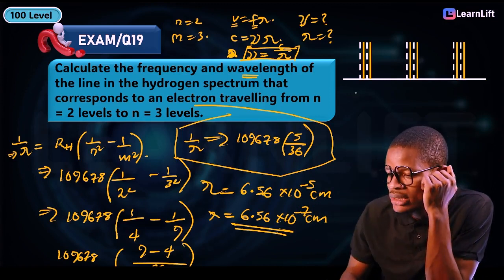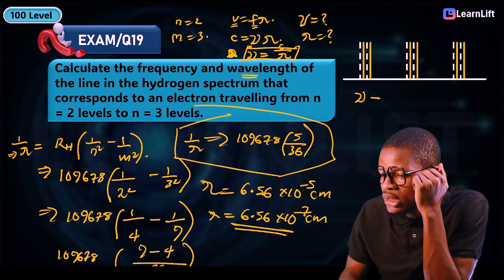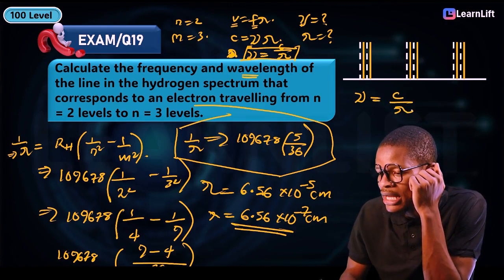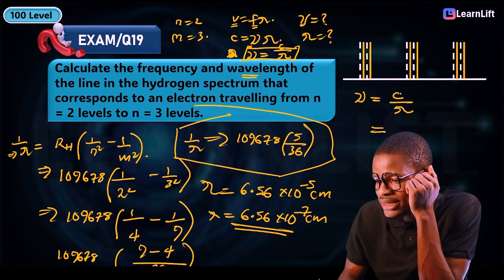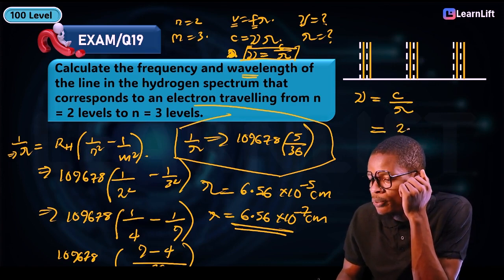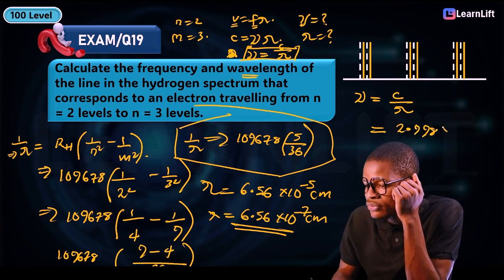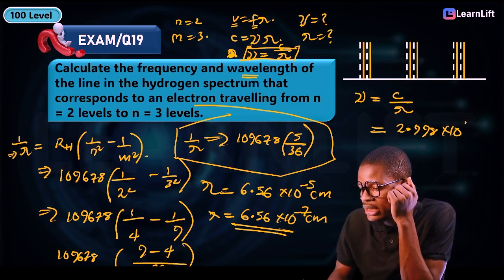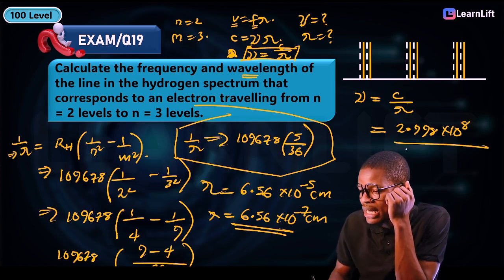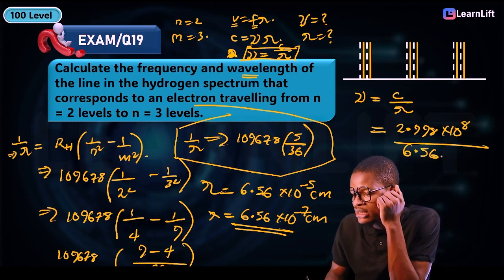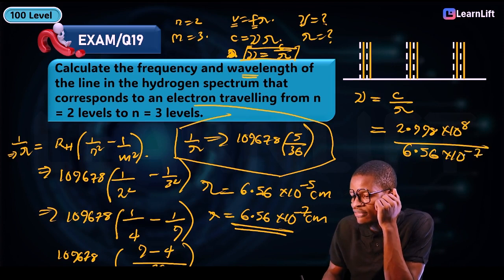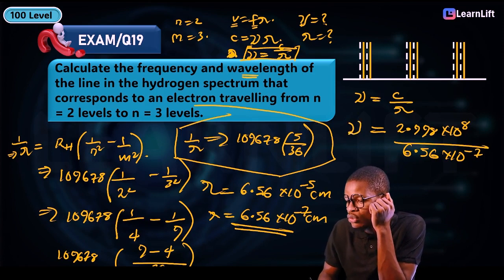Don't forget that your frequency, which is your nu, is equal to C all over lambda. And that's going to give you, what's your C? C is your 2.998 times 10 raised to the power of what? 8, isn't it? Divided by your lambda, 6.56 times 10 raised to the power of minus 7. Whatever you have is automatically going to give you your nu.